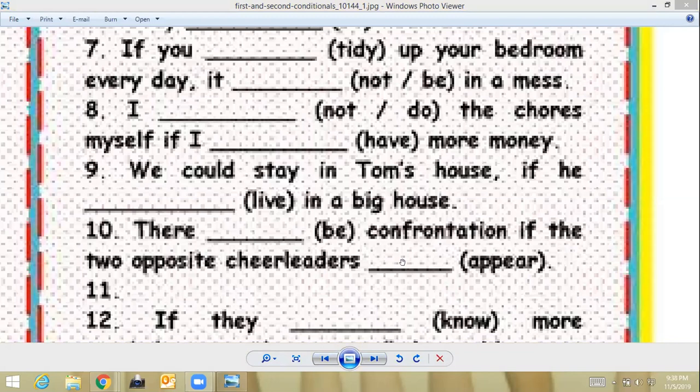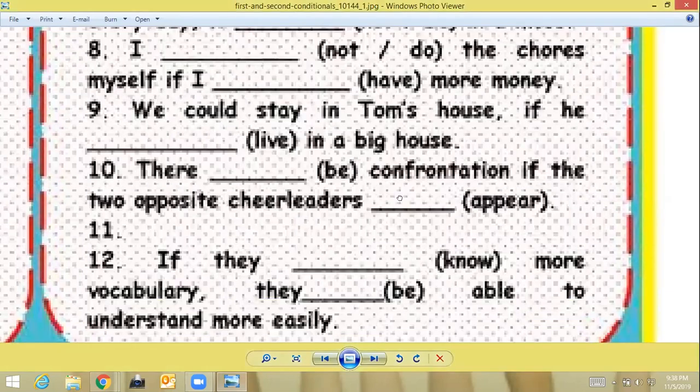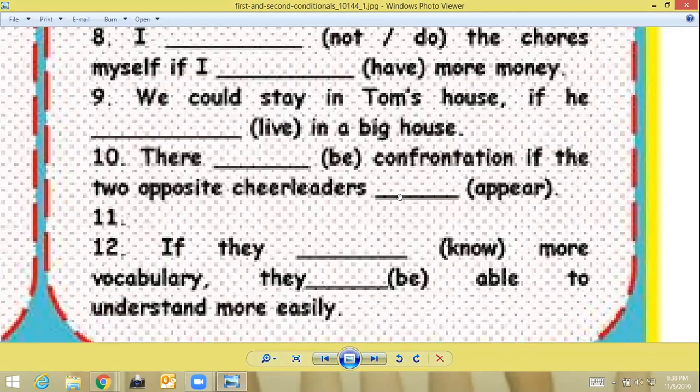In that case, the two options are good. There could be, there would be confrontation if the two opposite cheerleaders appeared. Now, what is the message there? The two opposite cheerleaders are not there. They are only imagining. Okay. And the last one, volunteer. If they knew more vocabulary, they would be able to understand more easily. Very good, Raul. Good, good.